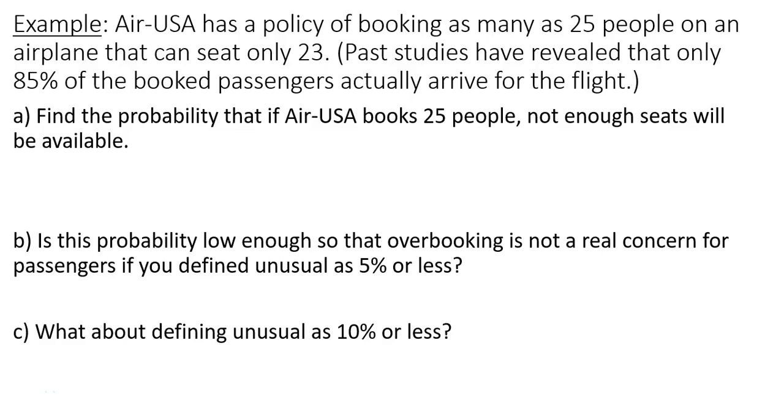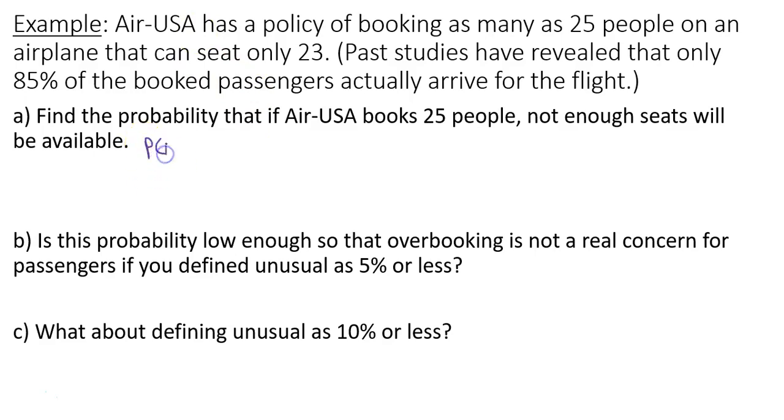Air USA has a policy of booking as many as 25 people on an airplane that can seat only 23. Past studies have revealed that only 85% of the booked passengers actually arrive for the flight. In Part A, we will find the probability that if Air USA books 25 people, not enough seats will be available.